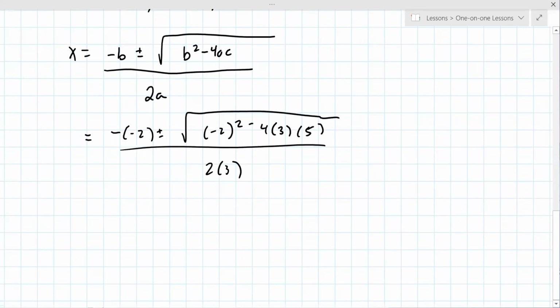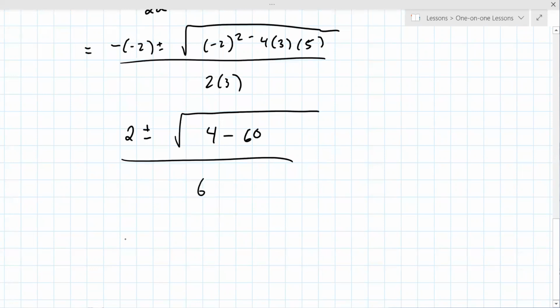This should all look super familiar to you. It's nothing new. You've seen this in plenty of other classes. So the inside part here, inside the square root, it's the square root of 4 minus 60, which is the square root of negative 56, all over 6.